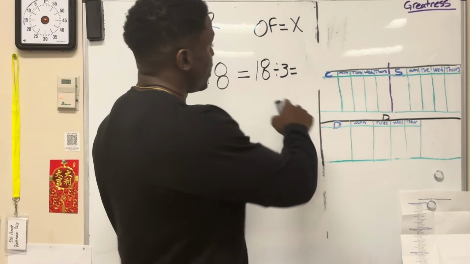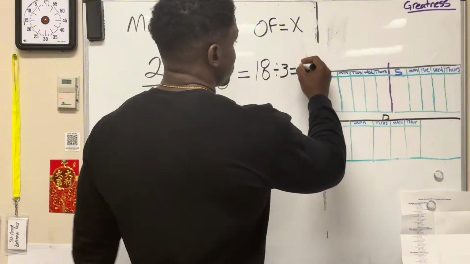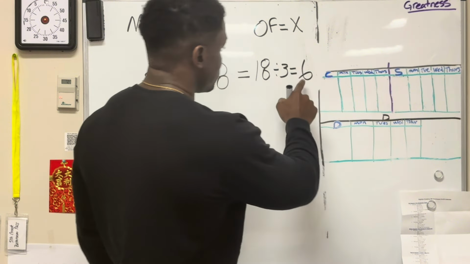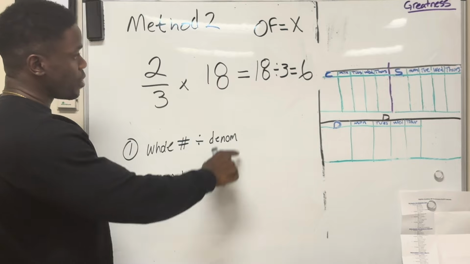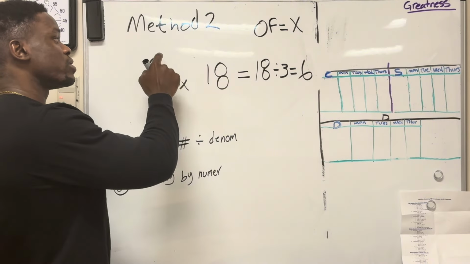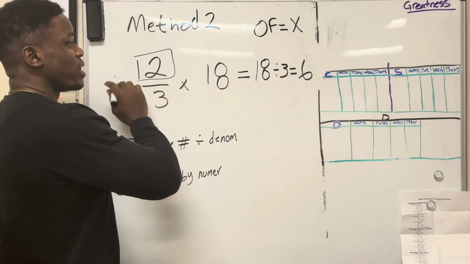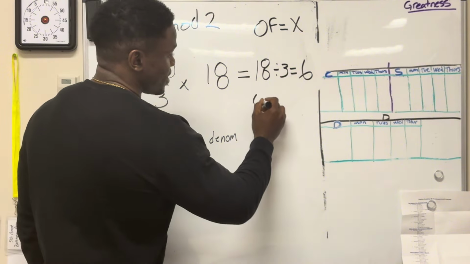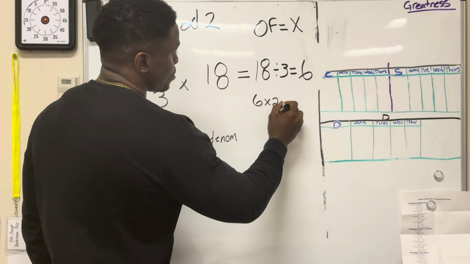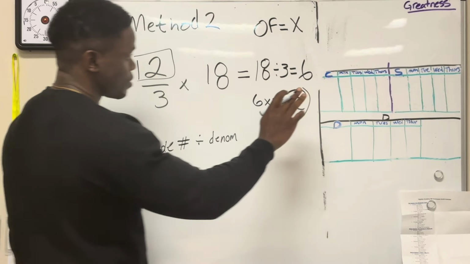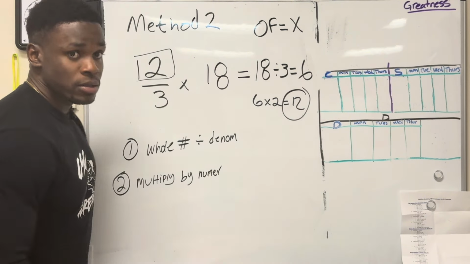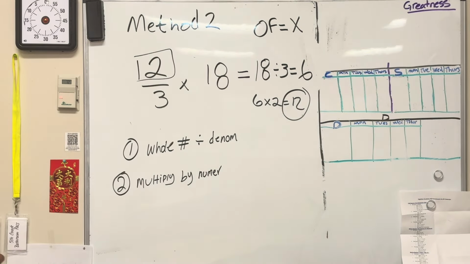Okay, I know that 18 divided by 3 gives me 6. So my answer is 6 here. Okay, my last step is to multiply by the numerator. My numerator is always the top number on a fraction. So that's my last step. So then I do 6 times 2. And that will give me 12. Bingo. That's my answer. Take a look. Take it in.